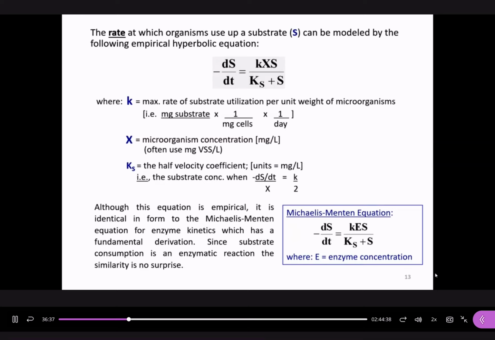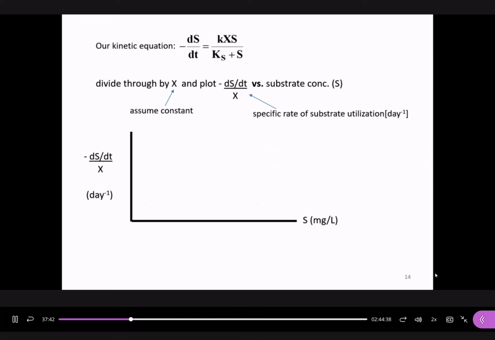Ks is the half velocity coefficient. It's also a coefficient. And this equation is empirical. It's very similar to the Michaelis-Menten equation, which is enzyme kinetics. These two are very similar because utilization of substrates by microorganisms is also catalyzed by enzymes, so these two share the same form. Minus dS over dt equals K times X times S over Ks plus S. That is the consumption.